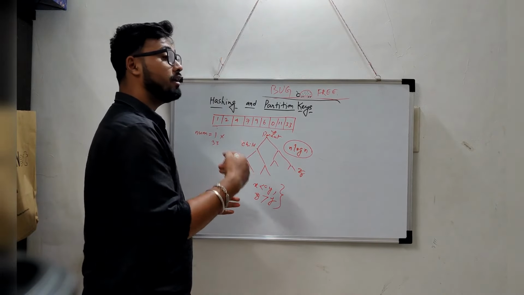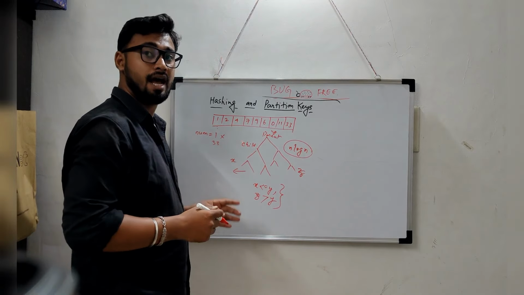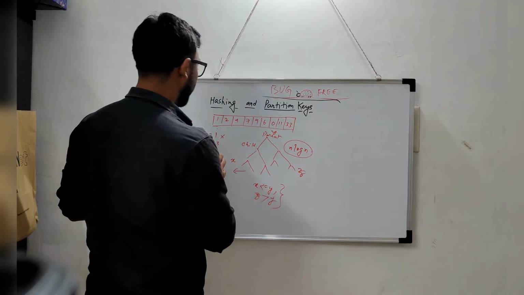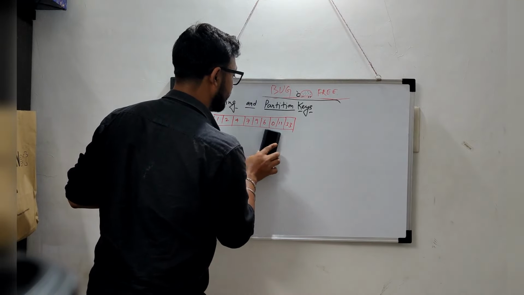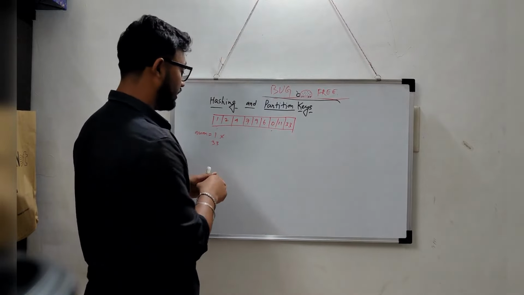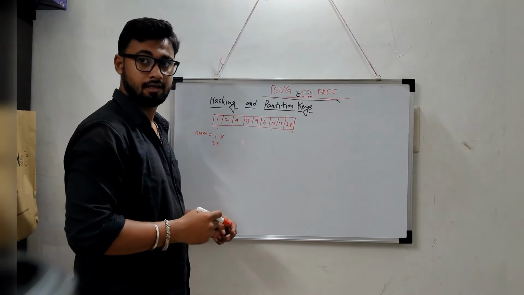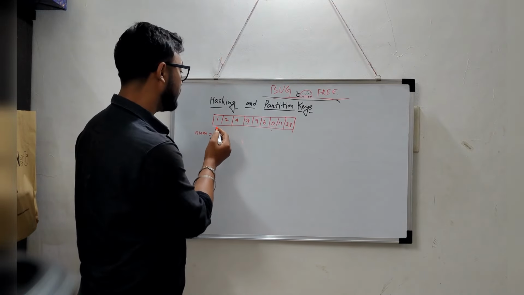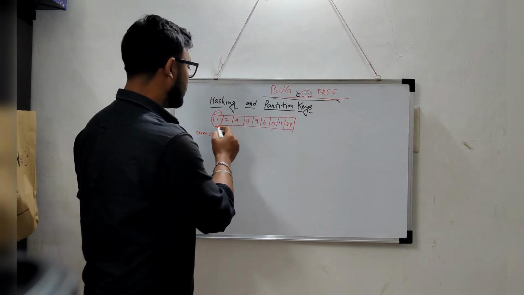Now, how can we do it better? That's where the concept of hashing comes into the picture. What hashing does is that every time we are storing data and trying to search, instead of storing it in this way, we store it on the basis of some hash key. How will we get the hash key? It will be a function that calculates a value for this particular item, or element.